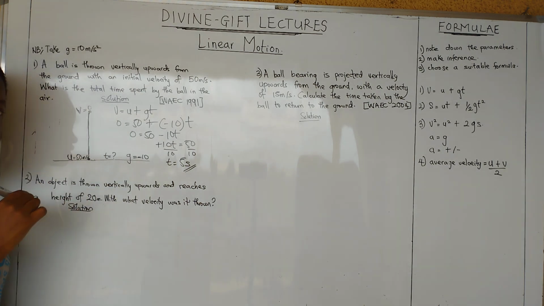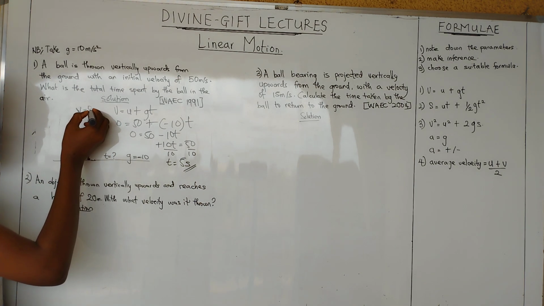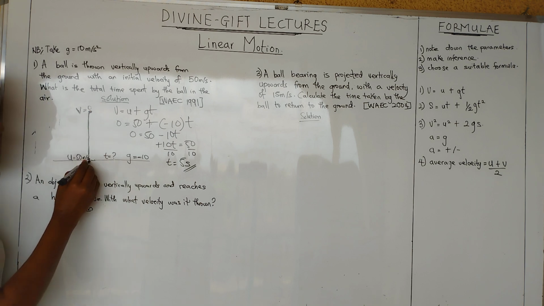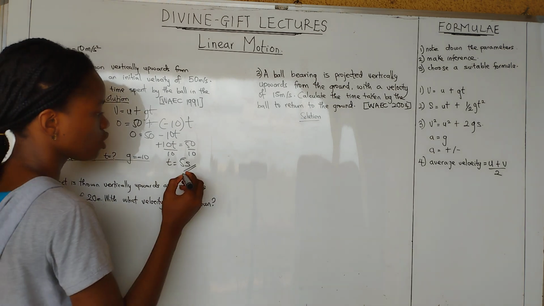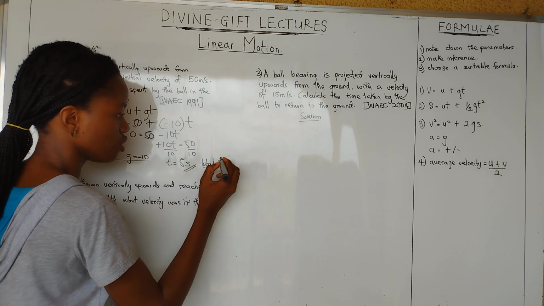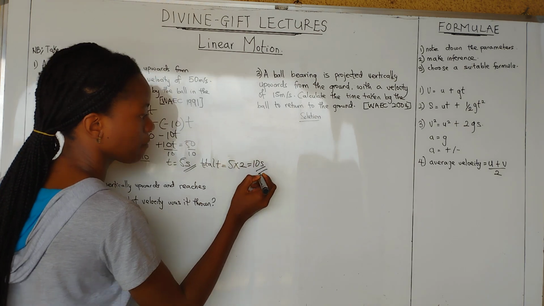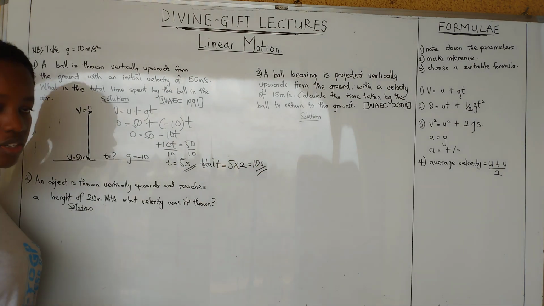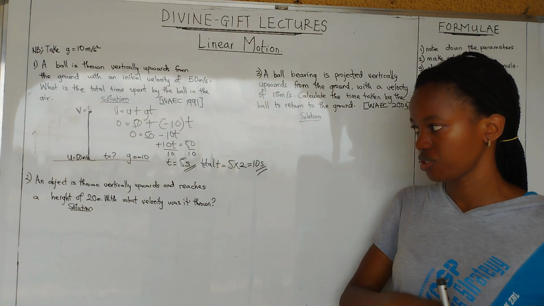Is this our final answer? No. Please don't forget that we are just taking one side of the motion. Remember I said that to get the time taken for both sides of the motion, we are going to multiply by 2. So the total time is equal to 5 times 2, which is equal to 10 seconds. So the total time spent by the ball in the air is 10 seconds. So we're going to move over to the second question.